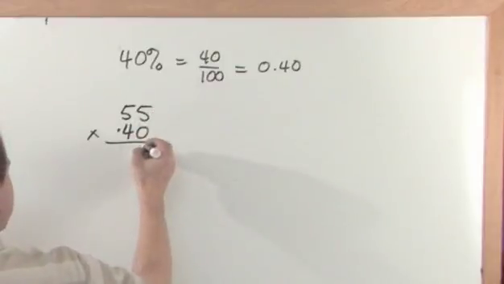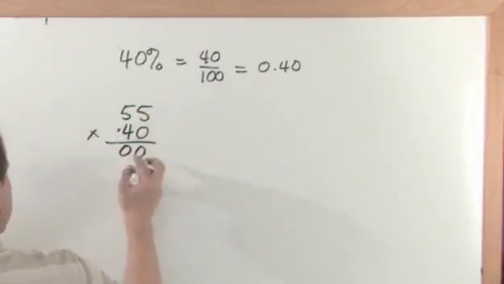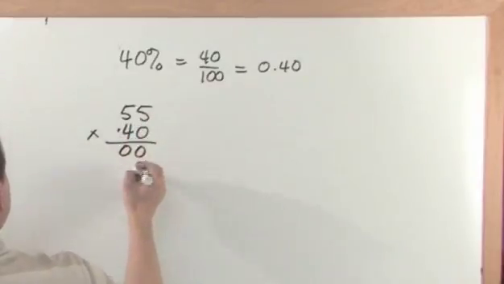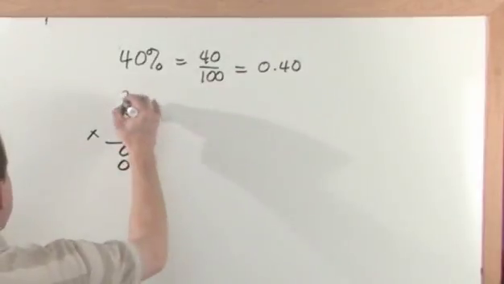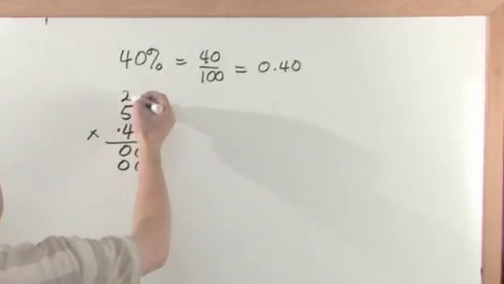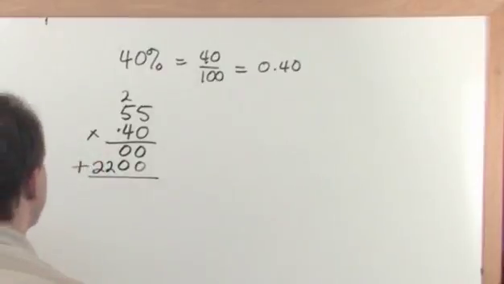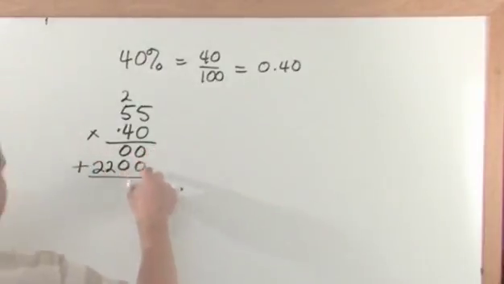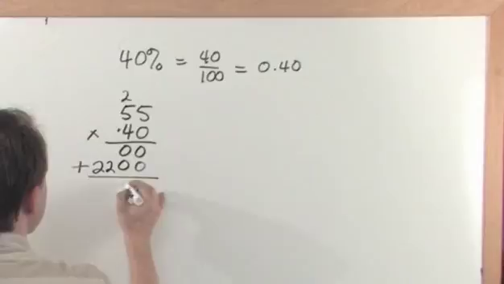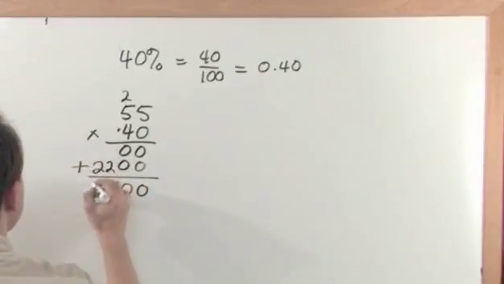0 times 5 is 0. 0 times 5 is 0. Moving to this one, I have to put a 0 here. 4 times 5 is 20. Put the 0, carry the 2. 4 times 5 over here is 20, plus the 2 gives me 22. So now I add. 0 plus 0 gives me 0. 0 plus 0 gives me 0. 2 plus 0 gives me 2. 2 plus 0 gives me 2.